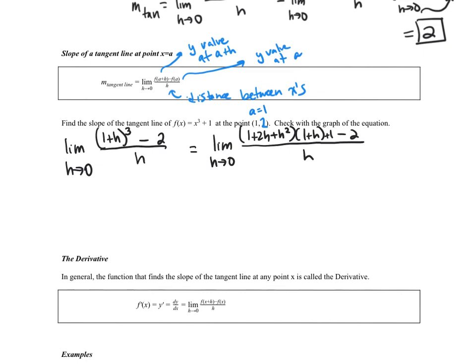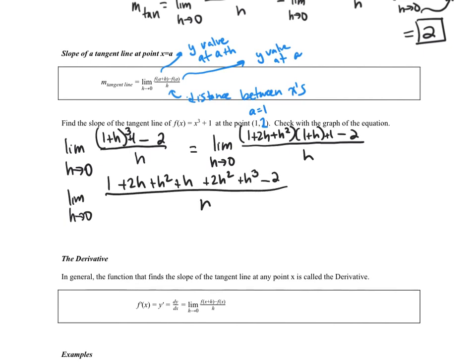And then I also have a plus 1 here. That's because it's x cubed plus 1, pardon me. So now I have to multiply all that out. So I get the limit as h goes to 0. I get 1, I get 2h, I get h squared, and then I'm going to multiply everything by h, so I get plus another h, plus 2h squared, and then plus h cubed, all minus 2 over h.